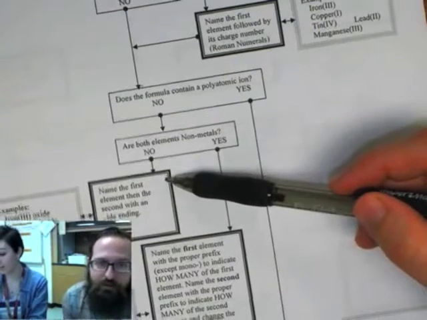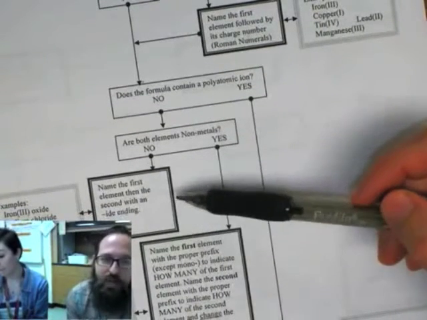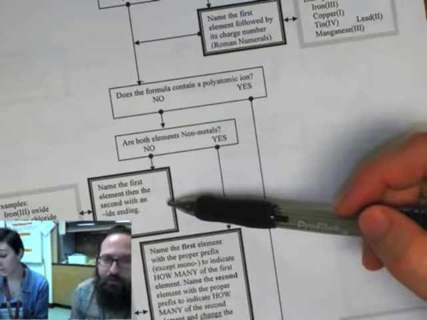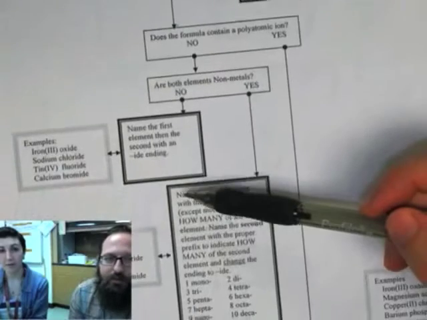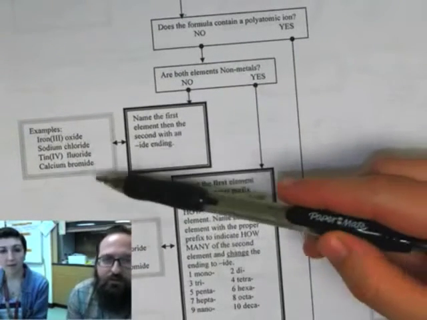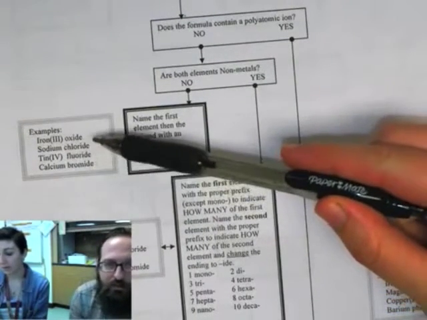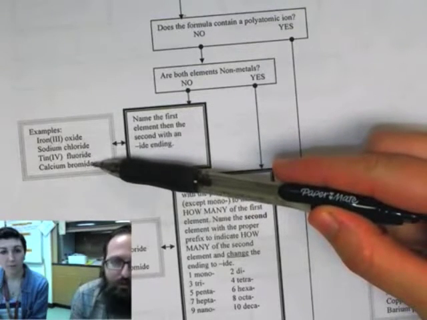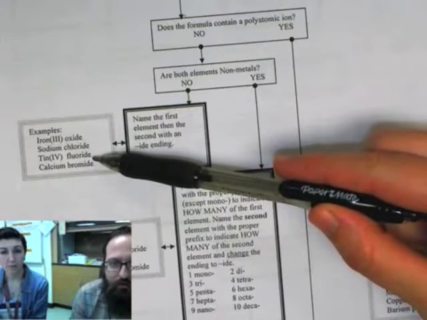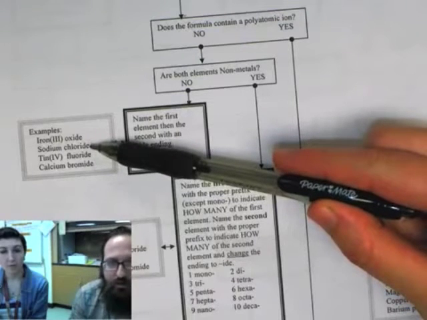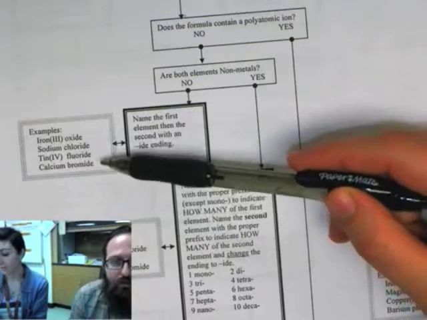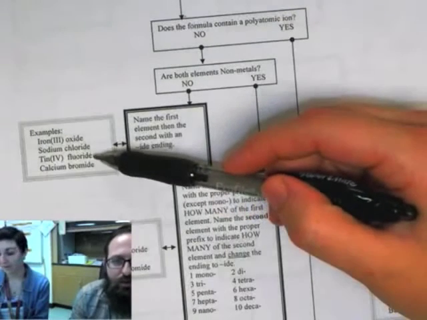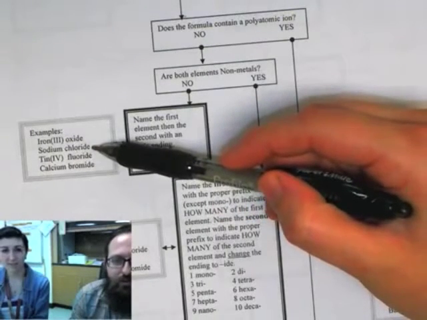Right, it's an ionic compound. So now, name the first element, then the second element ending with an -ide. Calcium bromide, sodium chloride, and tin(IV) fluoride are all examples of this. So what's our first element? Sodium. What's our second element? Chlorine. Oh look, so it's right there. Sodium chloride will be the name.